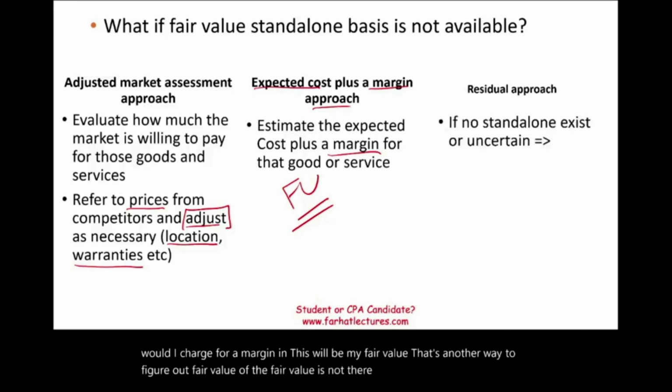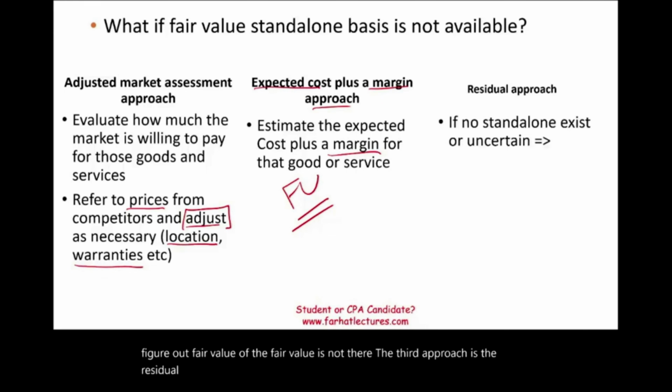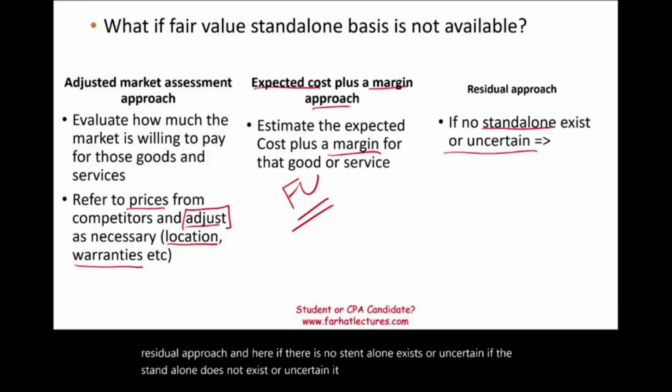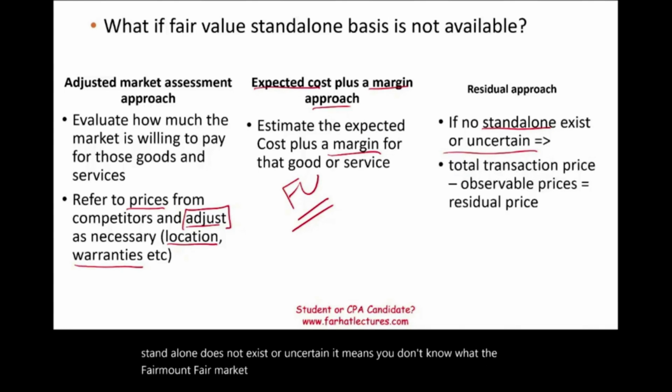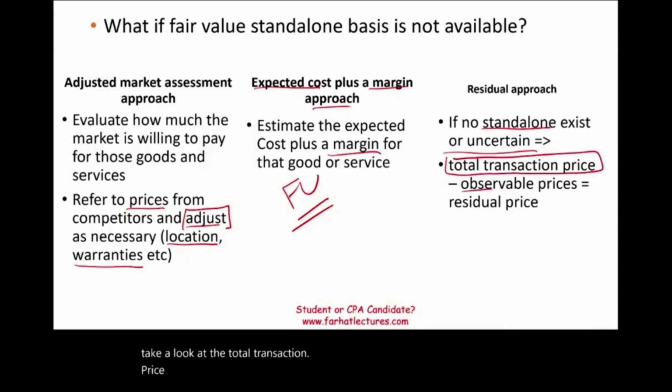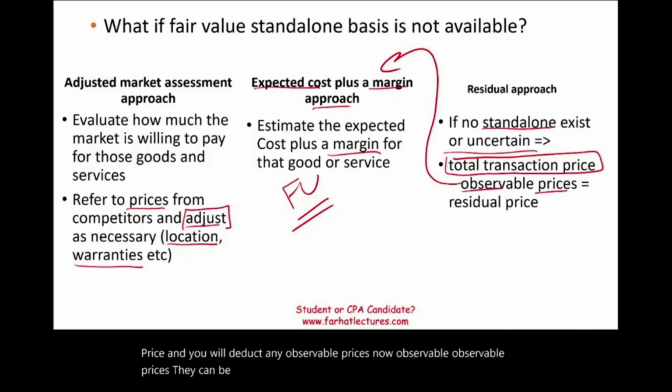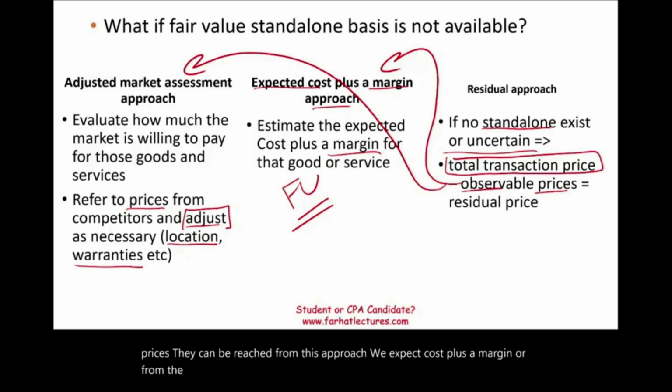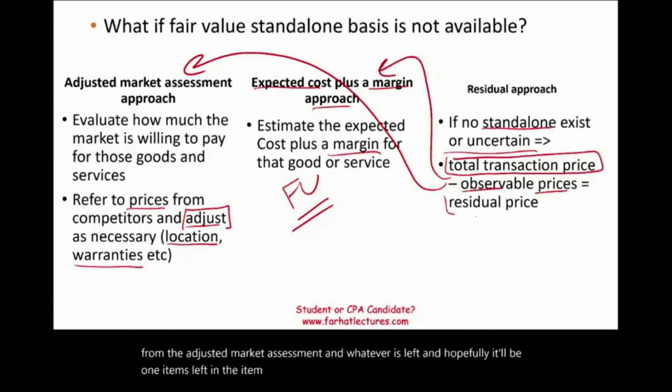The third approach is the residual approach, and here, if the standalone price does not exist or is uncertain, it means you don't know what the fair market value is. Here's what you would do. You take a look at the total transaction price, and you deduct any observable prices. Observable prices can be reached from the expected cost plus a margin approach, or from the adjusted market assessment, and whatever is left, hopefully it'll be one item, is called the residual price. You would allocate the residual price to it.